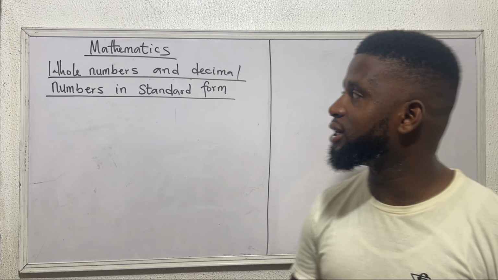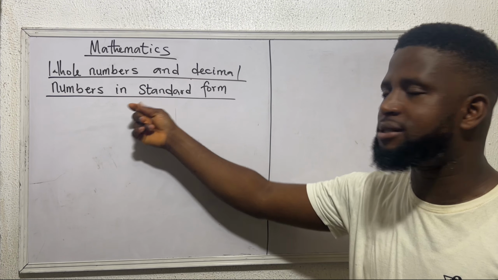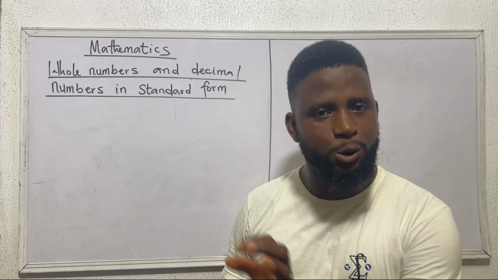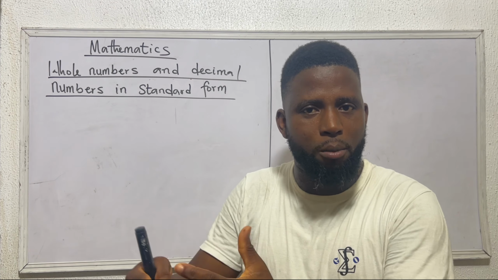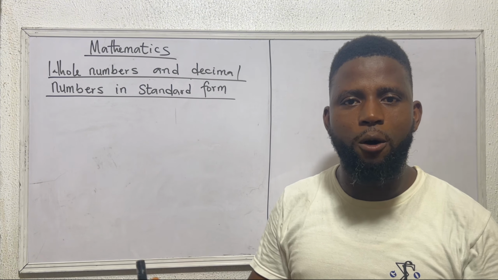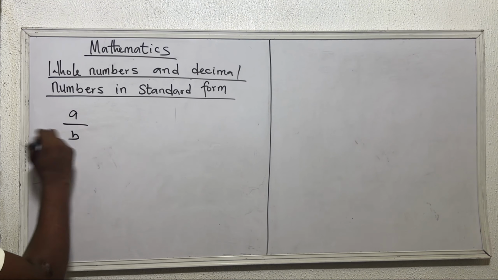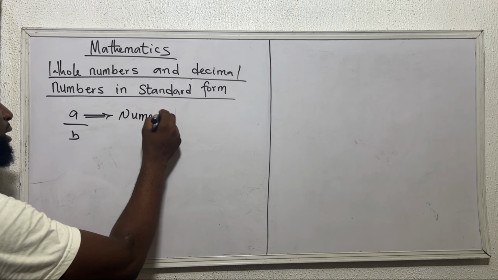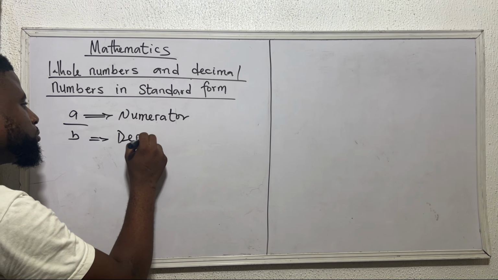In today's class, we'll be looking at the topic whole numbers and decimal numbers in standard form. Now, whole numbers are numbers without fraction. That is, they are stand-alone numbers, while fractional numbers are numbers that are expressed in the form a over b, where a is the numerator, right? And then b is the denominator.